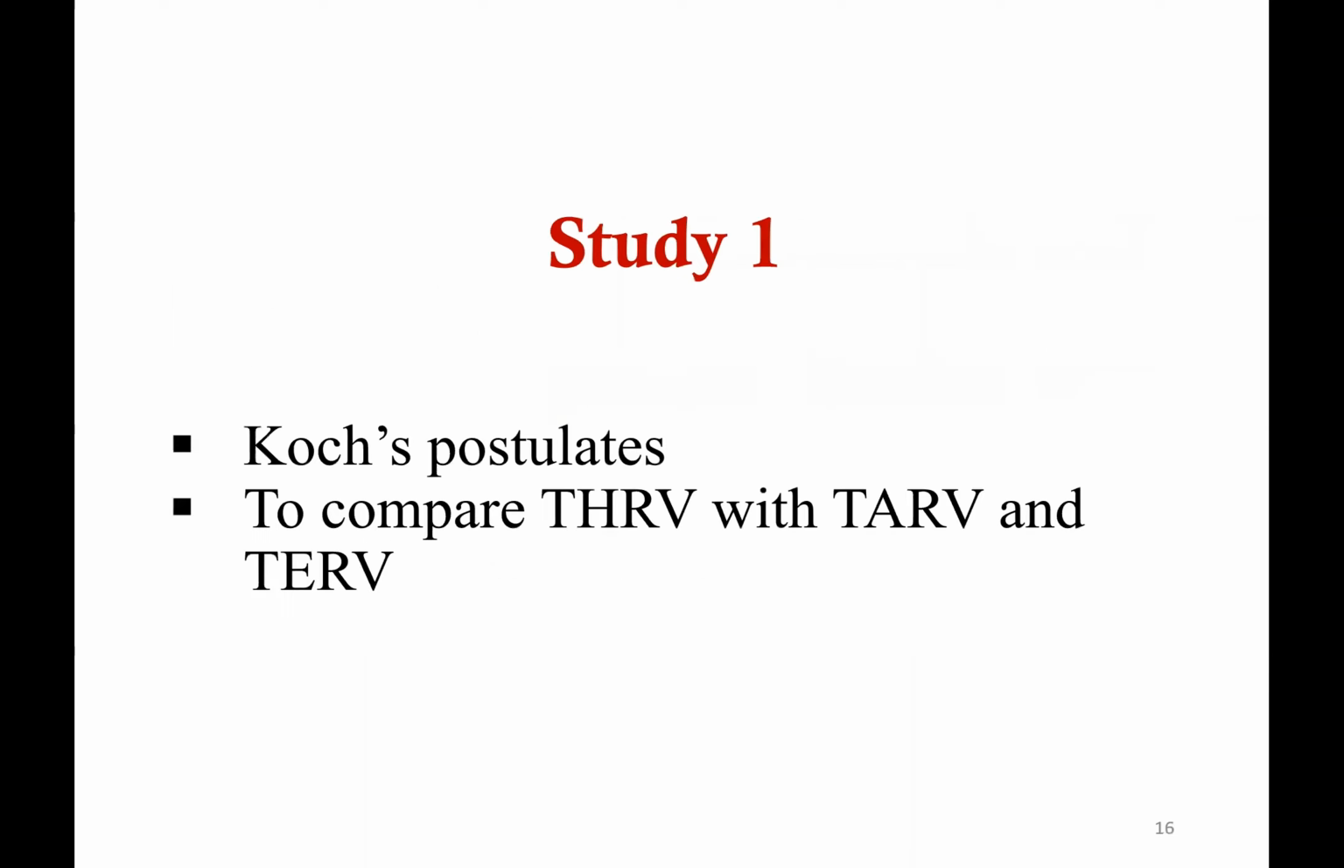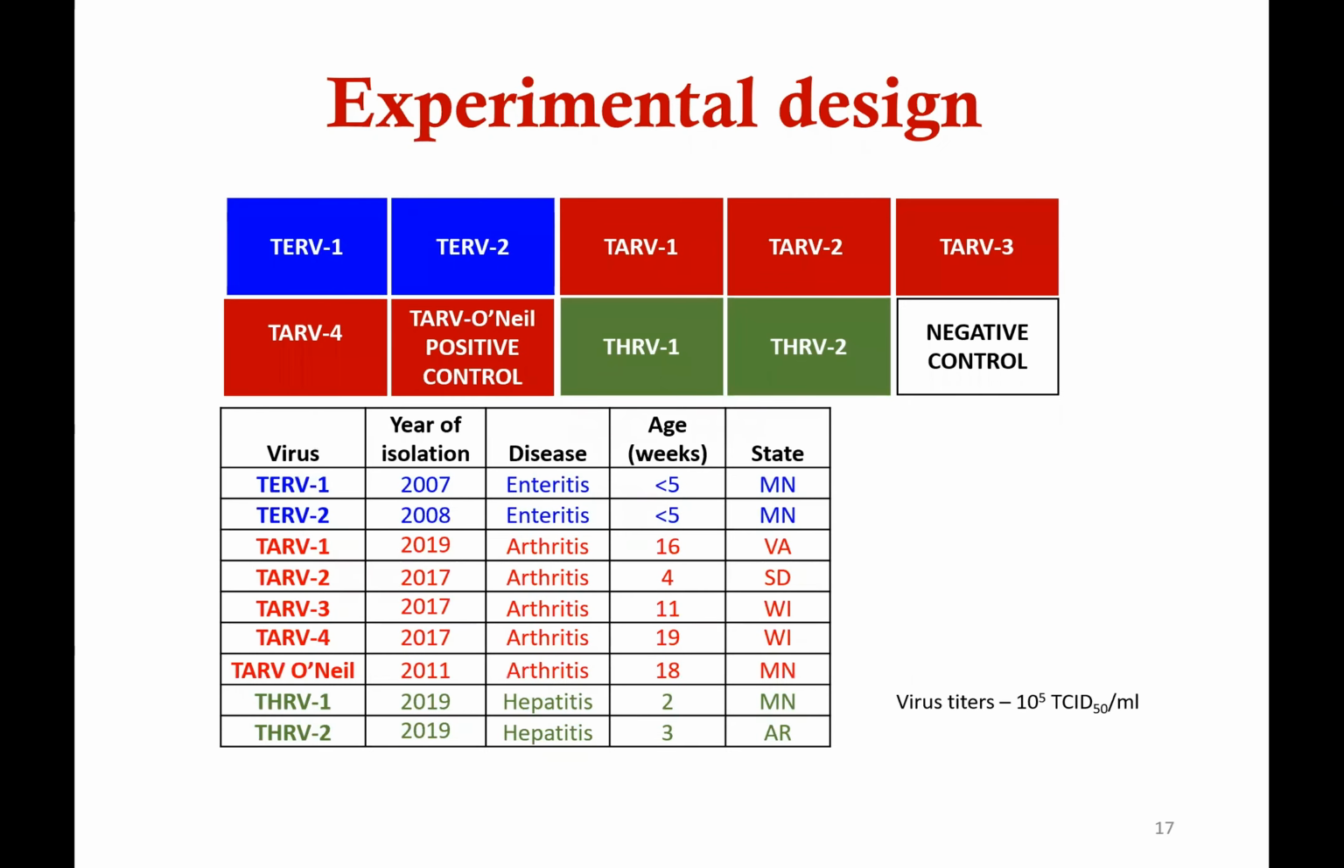Then we did the pathogenesis study. At the time, we had seen cases of turkey hepatitis. We were planning a comparative pathogenesis study of turkey arthritis reovirus in comparison with the two enteric type reoviruses that we were thinking of, because the isolates were from 2007 and 2008. So we were thinking that they may be true enteric reovirus. So we took that opportunity and included the 2 hepatitis reoviruses also in that study to prove Koch's postulates.